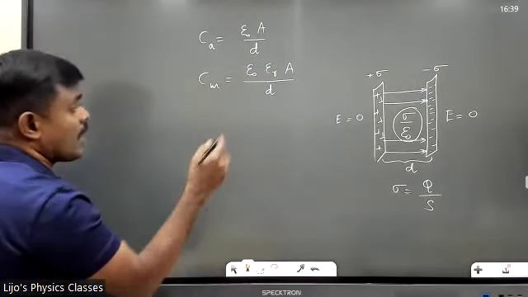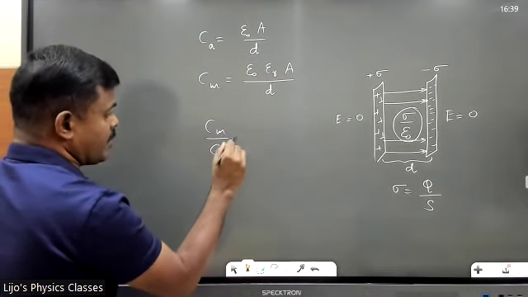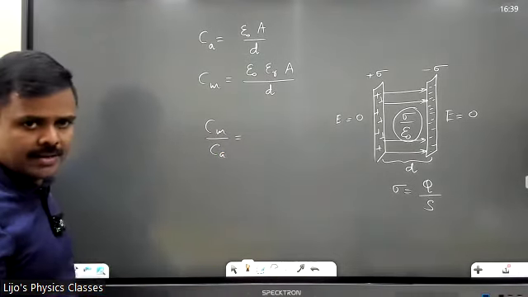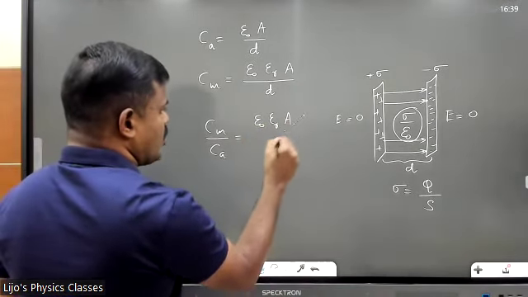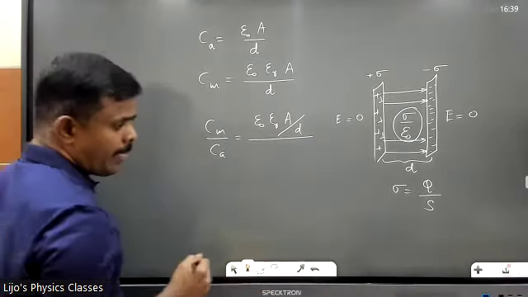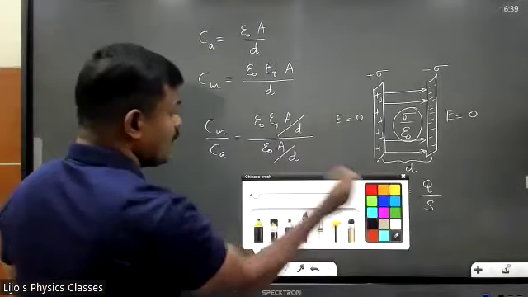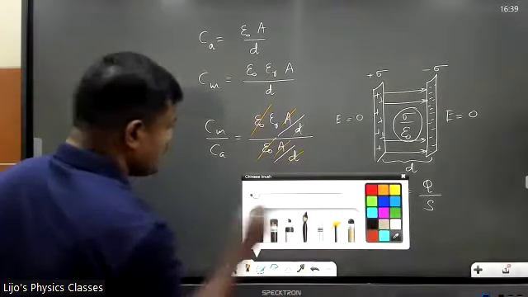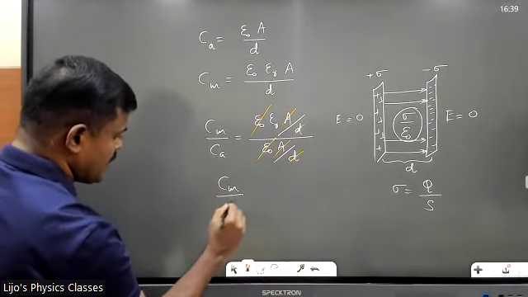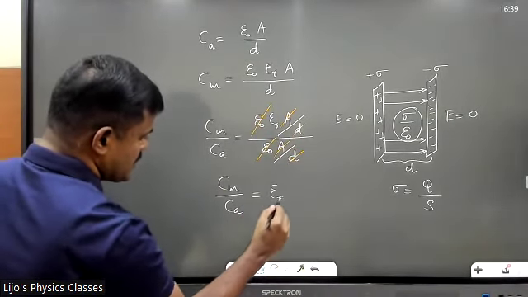And right here, we even defined epsilon R. You can divide Cm by Ca. What do we get? If you take the ratio, epsilon zero, epsilon R A by d divided by epsilon zero A by d, what do we get upon cancelling? Epsilon zero, area, d cancel. Finally, you get Cm over Ca is equal to epsilon R. This is the definition of epsilon R.